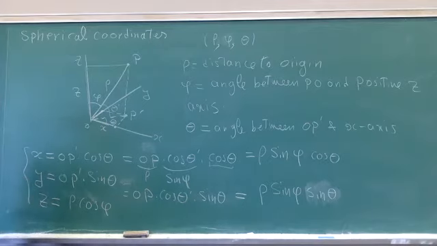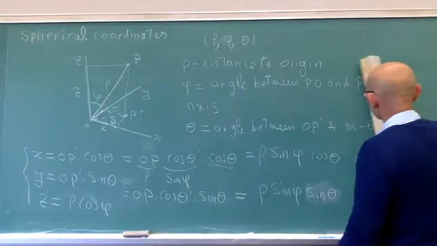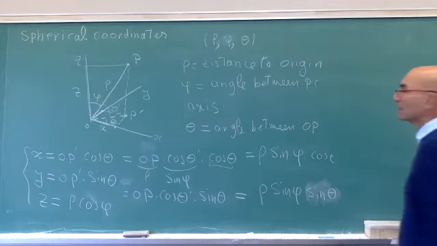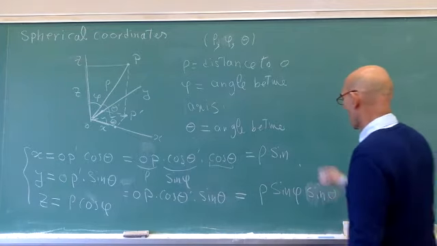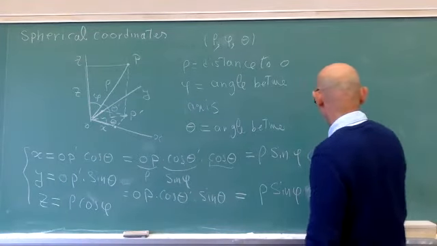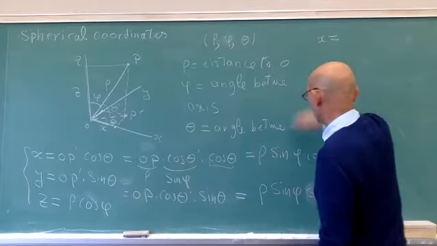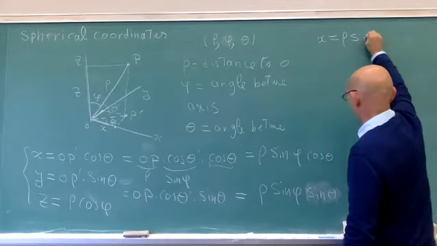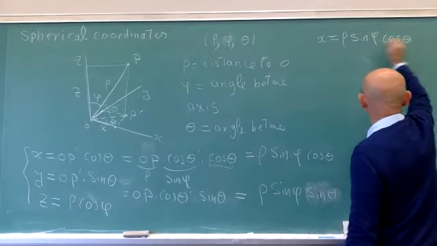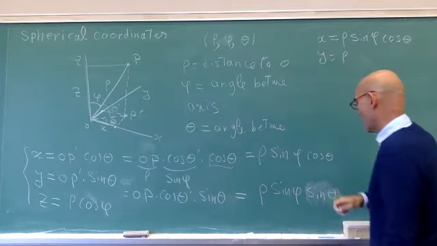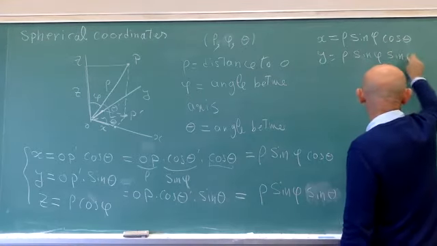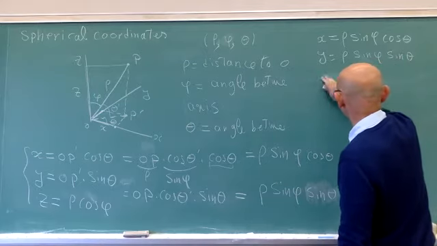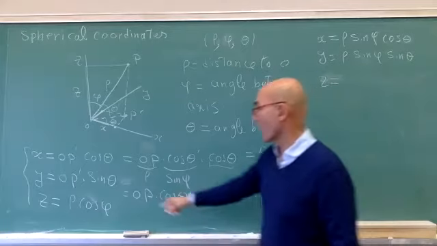Okay, so now let me write this list of transformations here because we know the definitions of these angles. It's a good idea to keep them in one place as shorthand. So finally, what we got so far is X equal to rho sine of phi cosine of theta, Y equal to rho sine of phi sine of theta, and Z equal to rho cosine of phi.